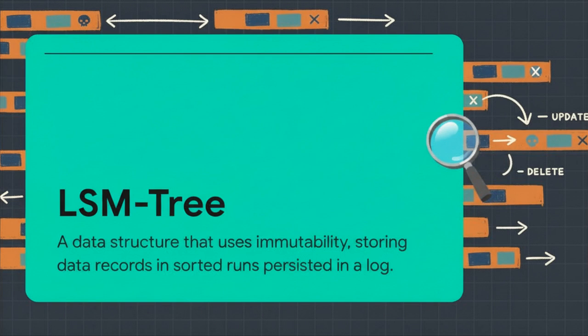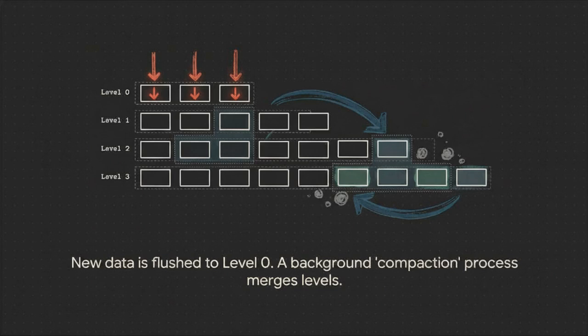When you update a record, you don't actually change the old one. You just write a new version of it at the end of the file. Same for deletes. You just add a little note called a tombstone that says, hey, this record is gone. Now, I know what you're thinking. Wait a minute, doesn't that get super messy and really slow to read? And you'd be right if it wasn't for the secret sauce of LSM Trees, a background process called compaction.